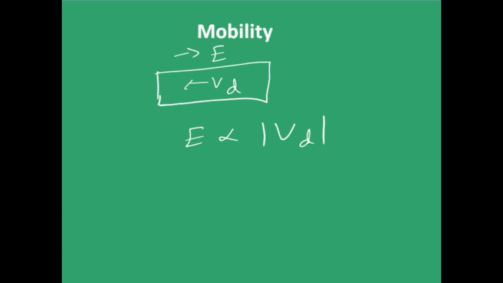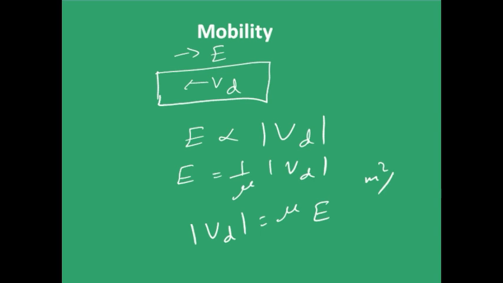And to remove this proportionality symbol, I'll put a constant, that is nothing but 1 by mu, where mu is the mobility. Or in other terms, I can write Vd is nothing but mu into E, where mu is the mobility. It has the units, what? Meter square per volt per second. These are the units for mobility. And actually mobility is expressed in terms of centimeter square per volt per second.